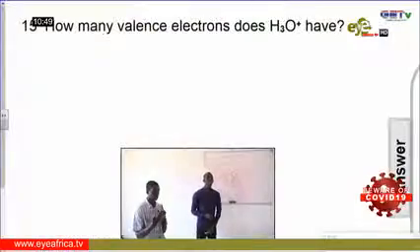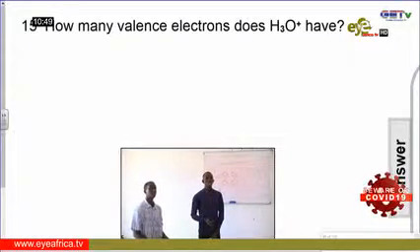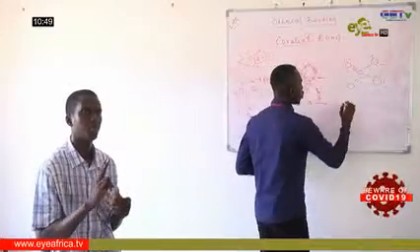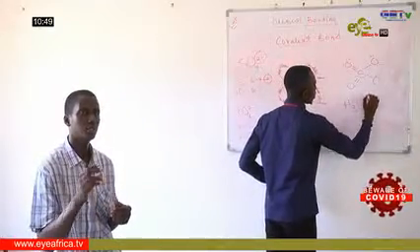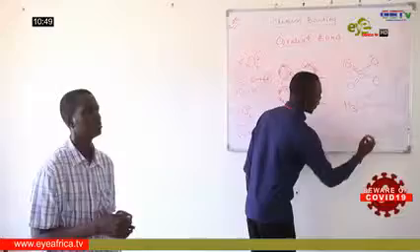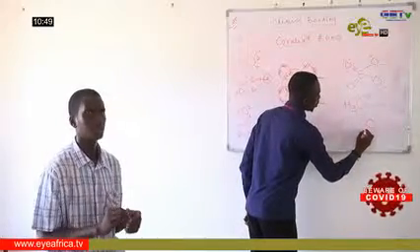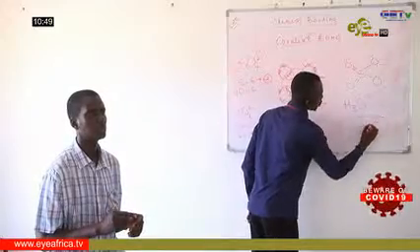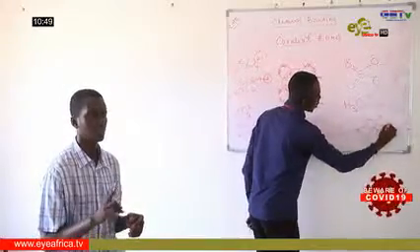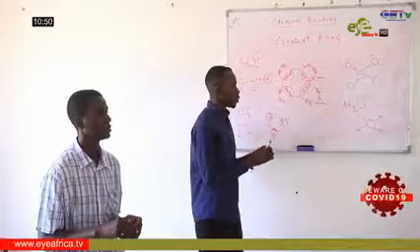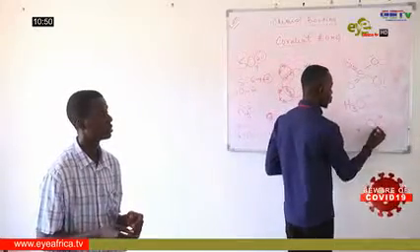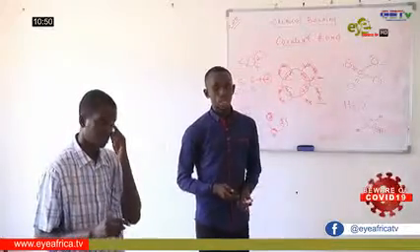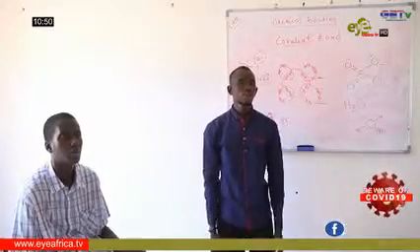We also have another one. How many valence electrons does H3O plus have? That is the hydronium ion. In this case, you will have oxygen, and this oxygen will have something like 1. You have here H, you have here H, you also have here H. So now, in this case, this is going to be 2, 2, 2, 2. Now also it is going to be 8 electrons. 8 electrons.